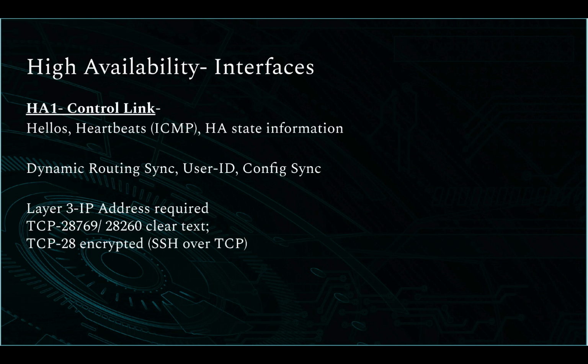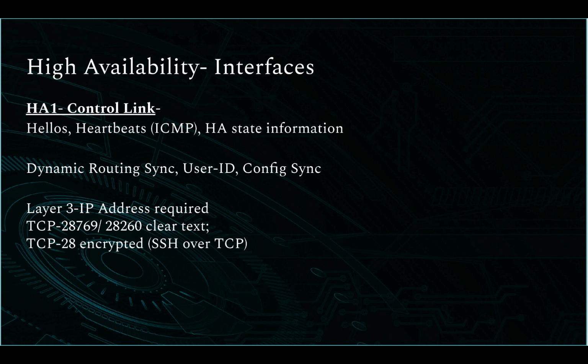So let's talk a little bit in more detail about the HA1 link. HA1 is our control link, and it's one of the most important connections that we can have as far as high availability goes. Across this link, we're going to exchange hellos, and that's for setting up high availability. Heartbeats, which is keeping that high availability synchronized between the two, saying, from the active to the passive, hey, are you there? And back and forth.